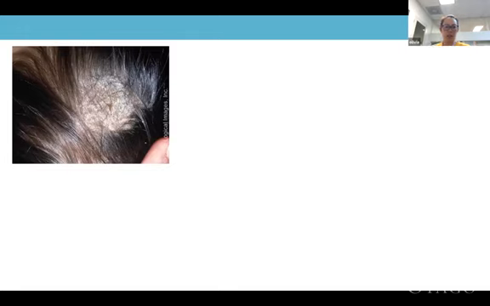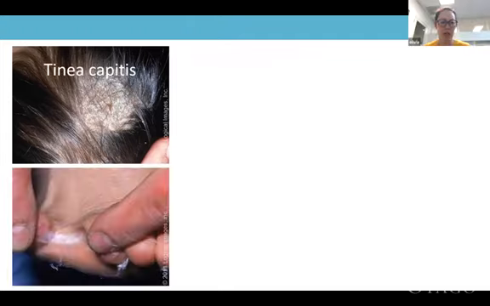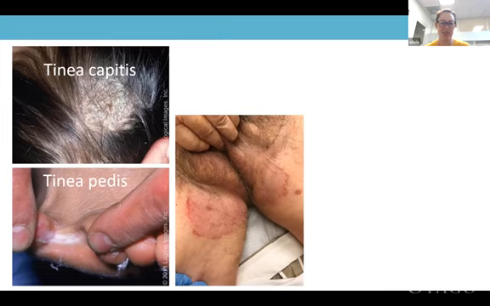So I'm just going to show some pictures, and if you could yell out what part of the body it is, and then we could give it a name. So this one. Capitis. Yep, that's a scalp, tinea capitis. This one. Tinea footis. Yep, tinea pedis. Feet.